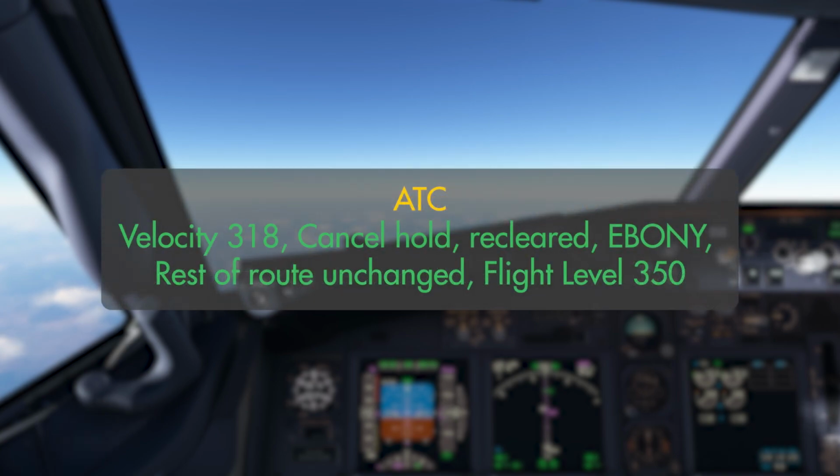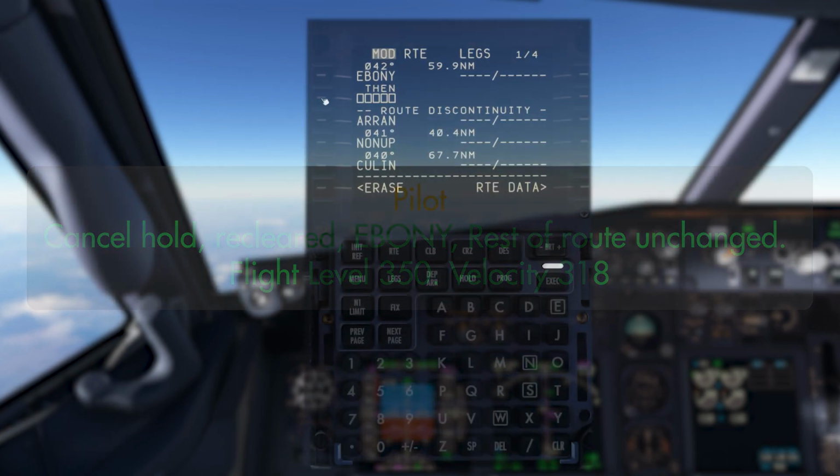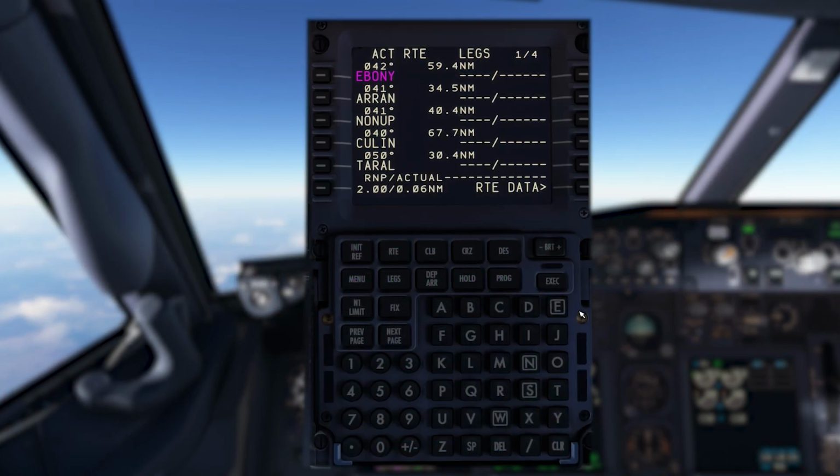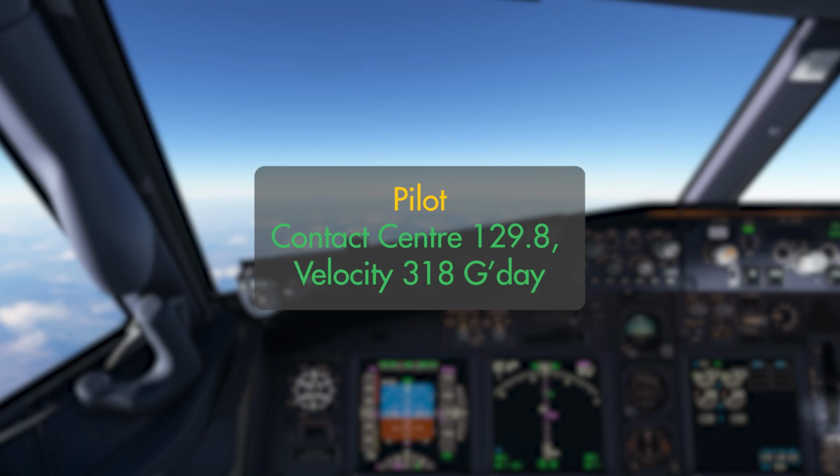Velocity 318, cancel hold, re-cleared Ebony, rest of route unchanged, flight level 350. Cancel hold, re-cleared Ebony, rest of route unchanged, flight level 350, Velocity 318. Velocity 318, contact center 129.8, expect STAR clearance, g'day. Center 129.8, Velocity 318, g'day.